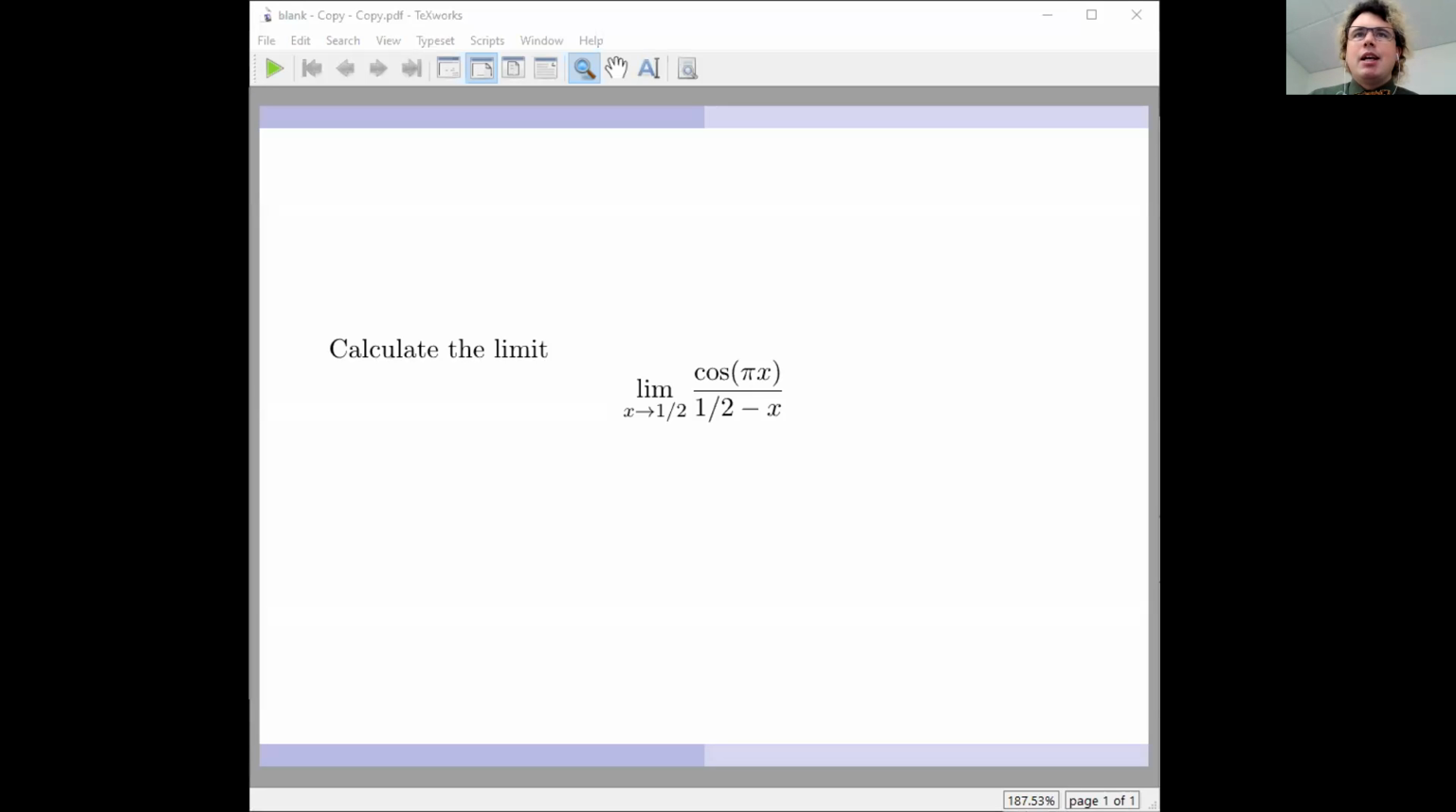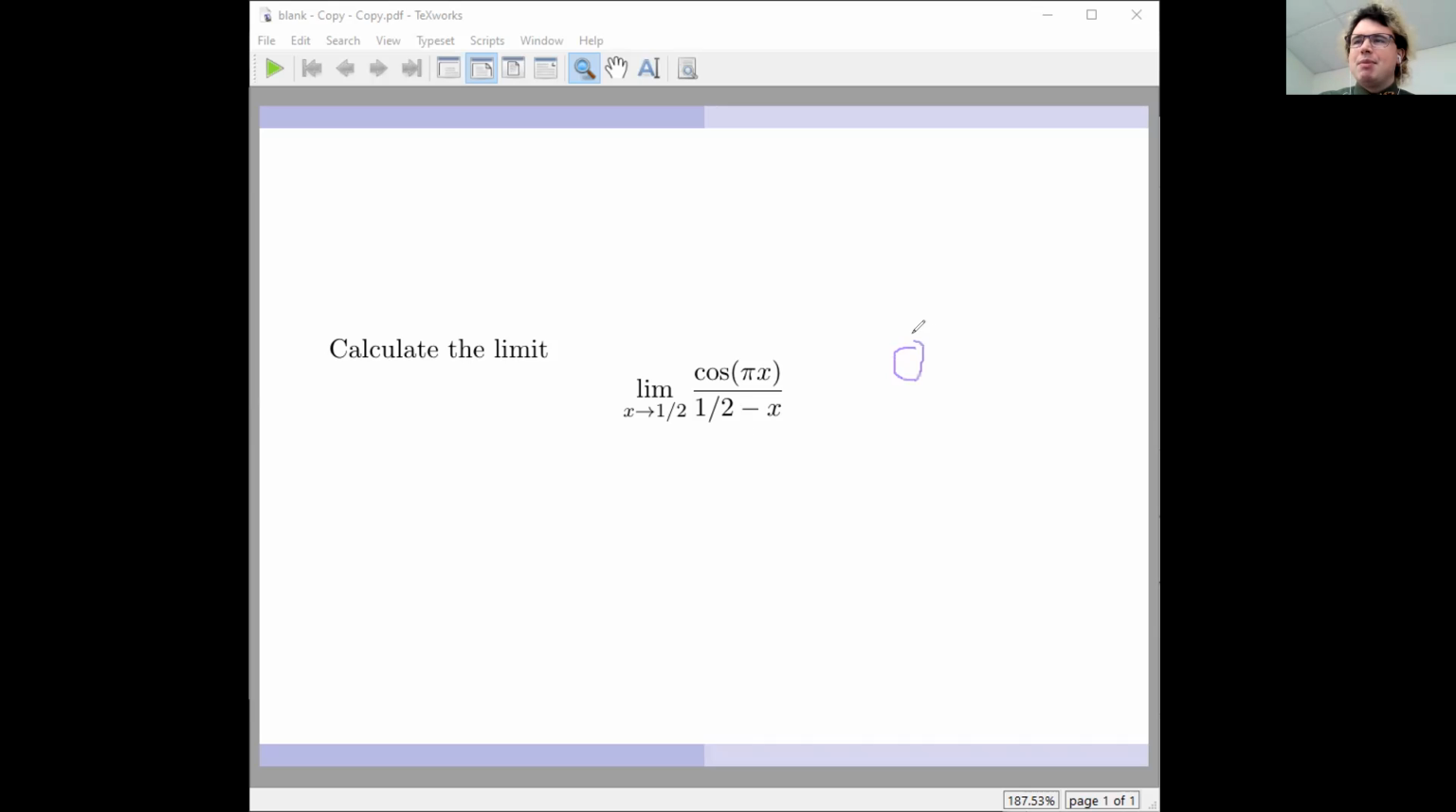So if I had to calculate a limit of a function like this, let's say I've got cosine of pi x divided by 1/2 minus x, and I want to take the limit as x approaches 1/2. Both the numerator and the denominator are continuous functions. Cosine is a continuous function. Polynomials are continuous. So direct substitution would tell me, well, let's try to say, what happens if I just plug in x equals 1/2?